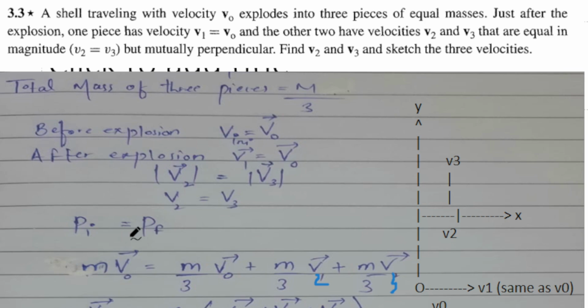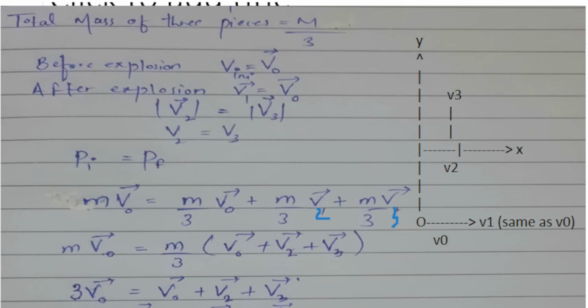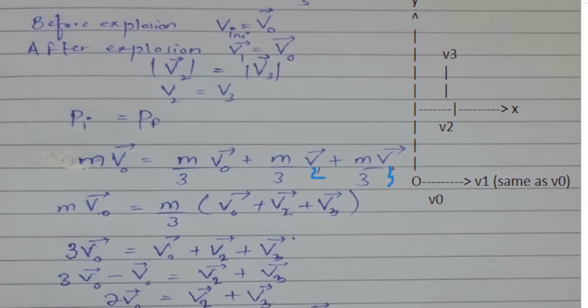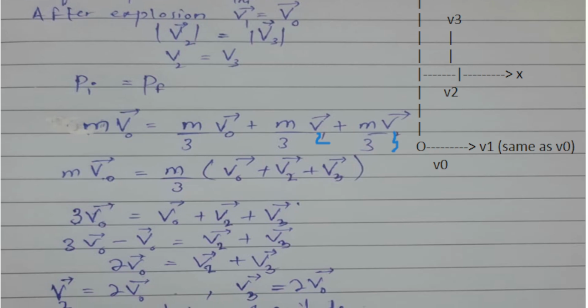Now we have to consider the law of conservation of momentum. By using it, you can put the values. This is the initial momentum and this is the value of the final momentum. Now you can see there v1 is exactly equal to the initial velocity, so v1 can be written in the form of v0. So v2 and v3 remain the same.